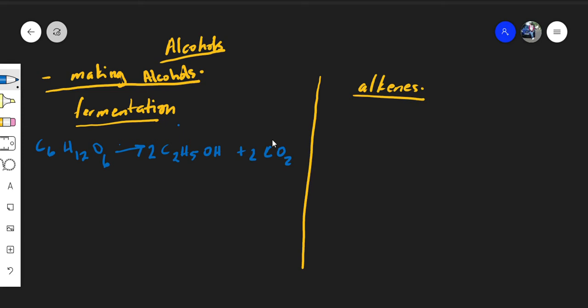And then we can make this alcohol, and the conditions that we are going to need are, obviously, we are going to need yeast, right? And it should be in the absence of oxygen. No oxygen is needed, because for those that do biology, it is an anaerobic process, right?